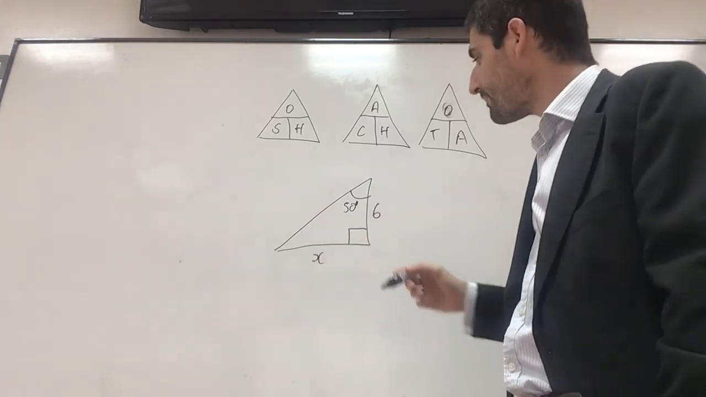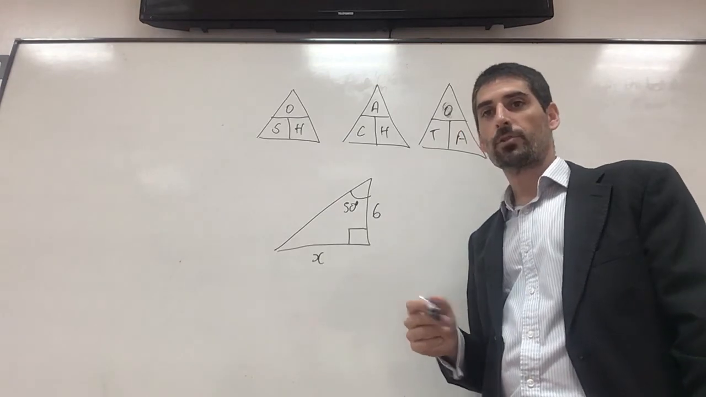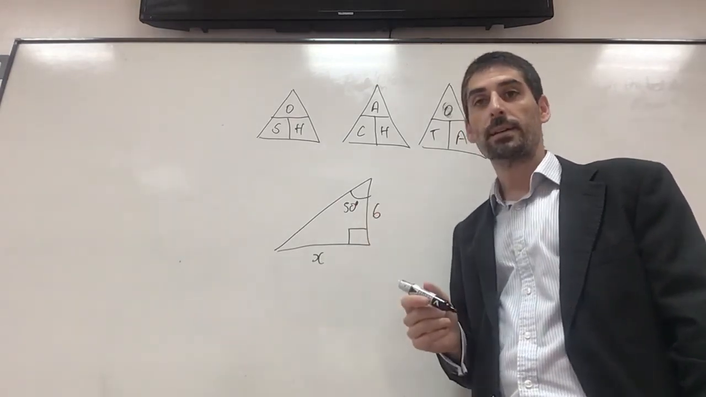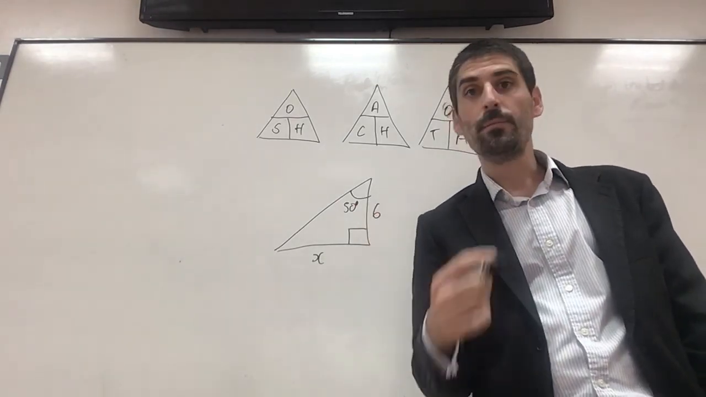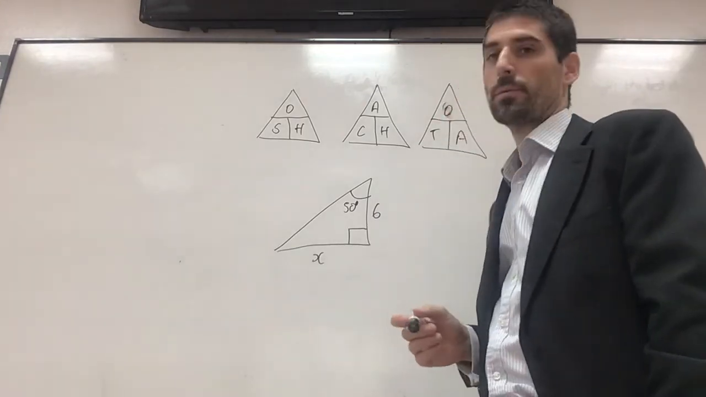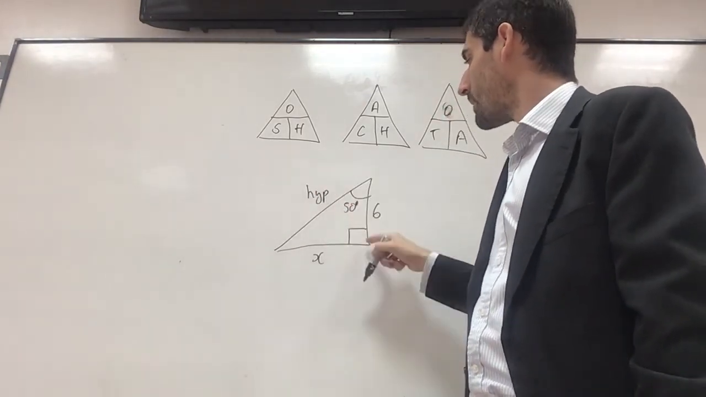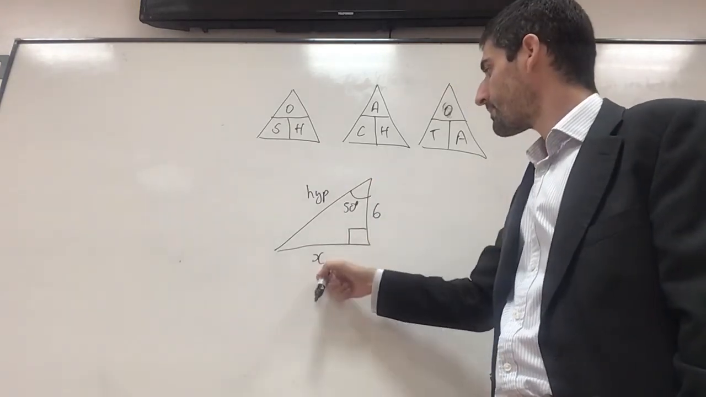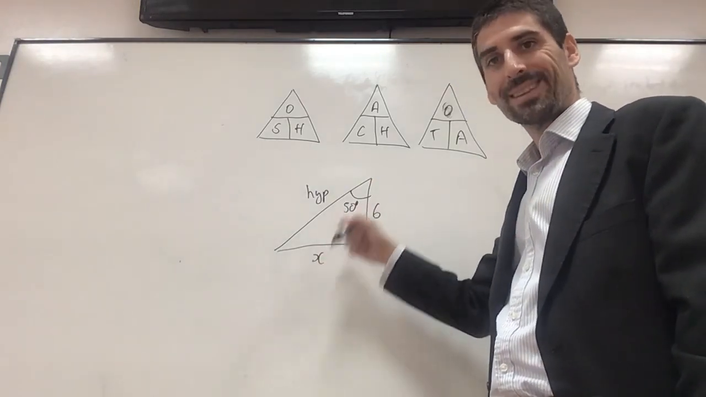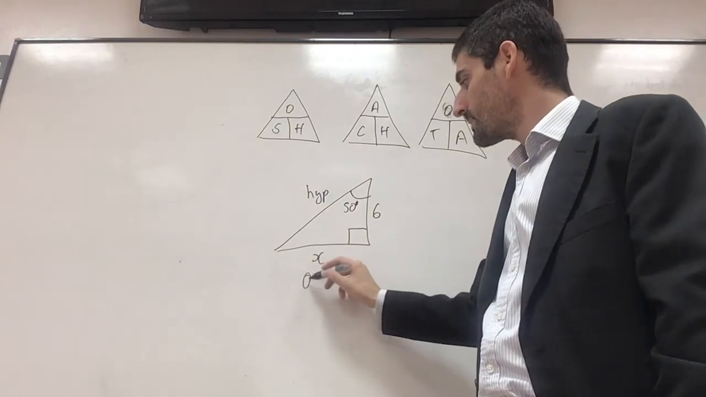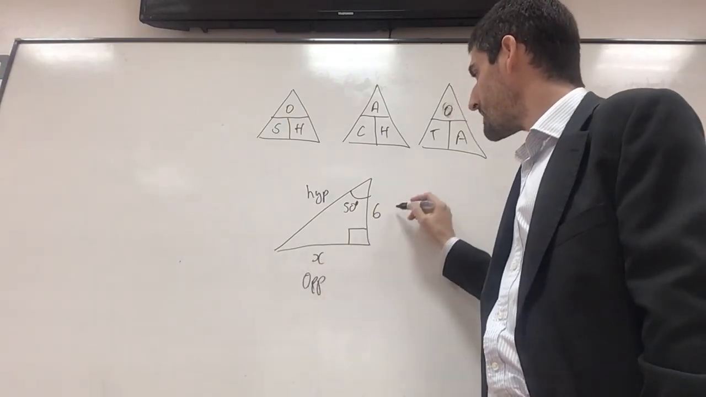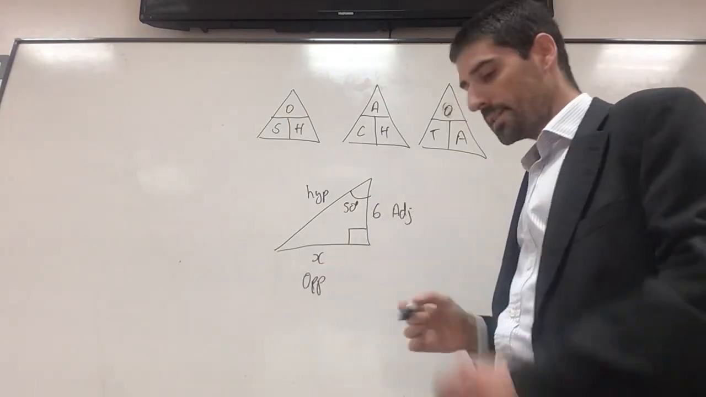Okay, this is my right angle triangle. I've got an angle, I know a side. First thing we need to do, label the sides. You got that right? Hypotenuse, always opposite the right angle. X is opposite the angle, I've been told, so this must be the opposite side. And 6 is the adjacent.